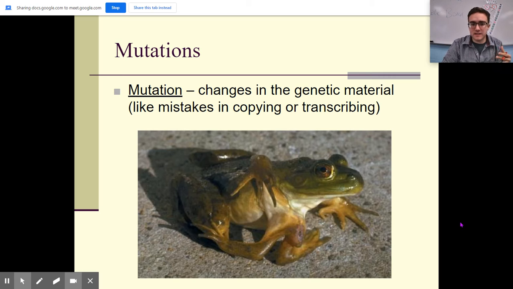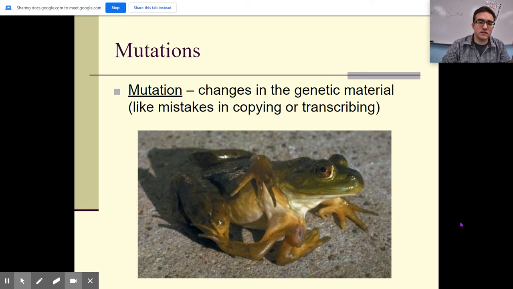So a lot of you have been asking about mutations. Well, what happens if this process doesn't work right? What if this changes? What if that changes? All of those questions are about mutations, and I've been putting off answering them because this should answer most of your questions. So what mutations are is they're changes in the genetic material.